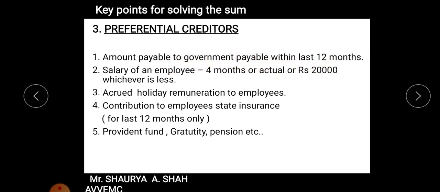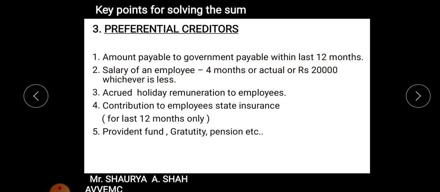So that amount which is payable to the government, maybe municipal taxes, maybe income taxes. We also saw this in the previous last sum, that was of VNSDU 2019, right? Two types of taxes were given, of 2017-18 and 2018-19, right? So what we did was we took the amount related to the last year only, right? It will be in preferential creditors. The remaining amount will be taken in unsecured creditors. So remember always the amount payable within the last 12 months.